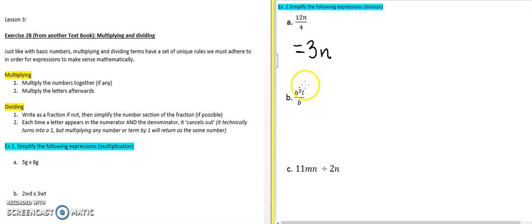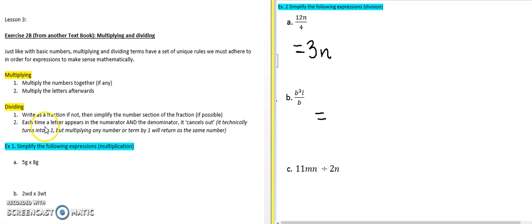Where it gets a bit tricky is when this scenario does happen for number 2, and in this case we do have it happening. And I want to show you what is exactly going on when we do this cancellation. Okay, so we're going to simplify this division. So the first thing is we're going to write it as a fraction, which we have. Simplify any number section. There's no number section. There's no number in front of these variables, so we can just jump straight to letter 2.